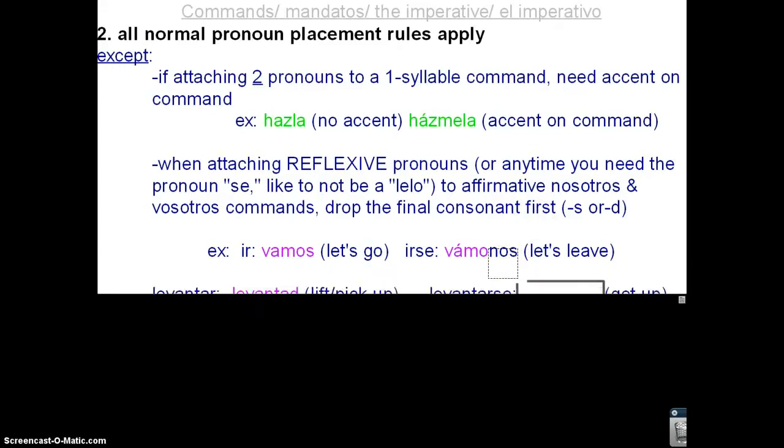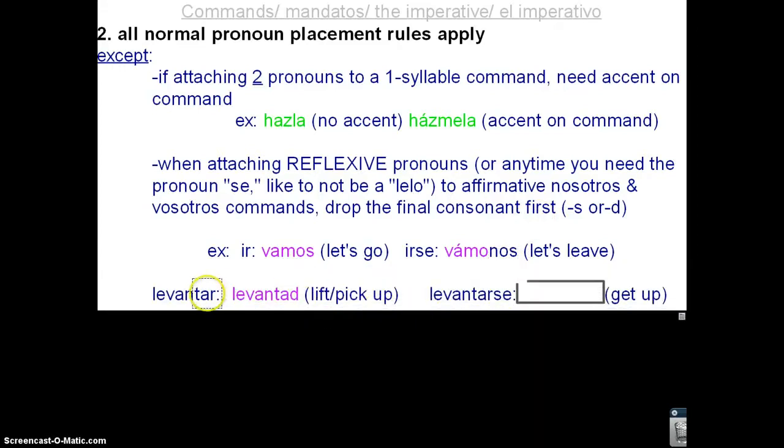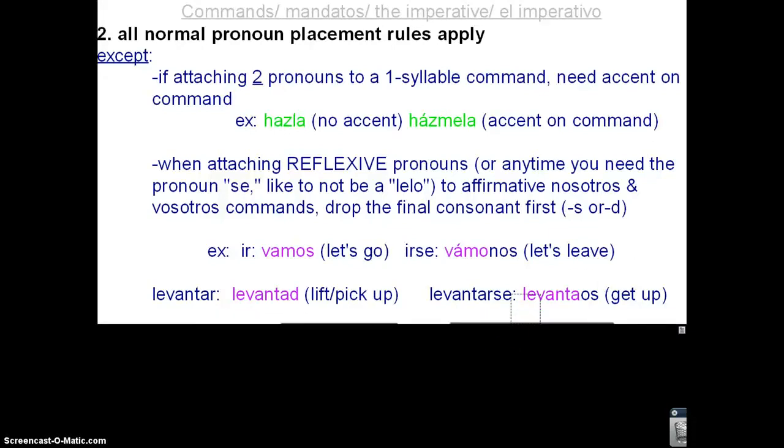Let's look at a vosotros command. Levantar means to lift or pick something up, so the vosotros command is levantad. But if I want to say get yourself up, get up, before I attach os, I have to drop the D, and I get levantaos. Where does the accent go, you might ask? Well, of course, vosotros commands are difficult, and they won't follow the rules as far as accents go. We'll see that on our next page of notes.